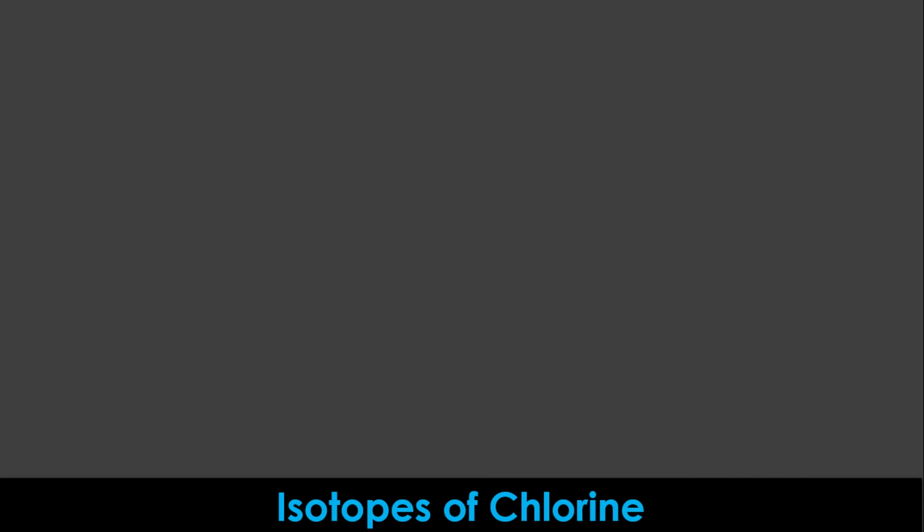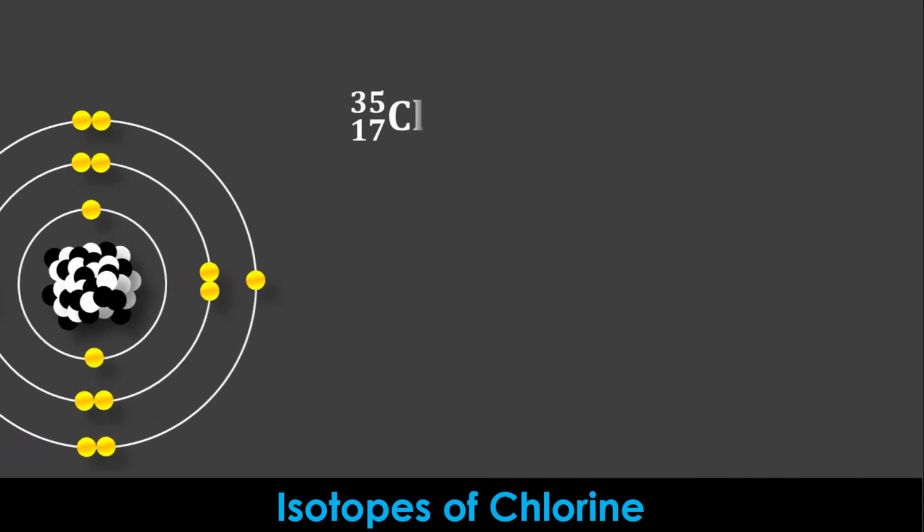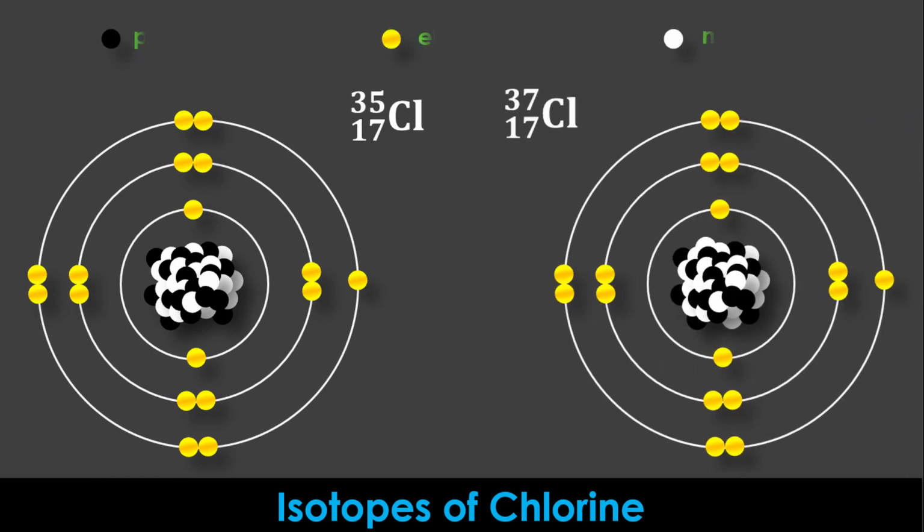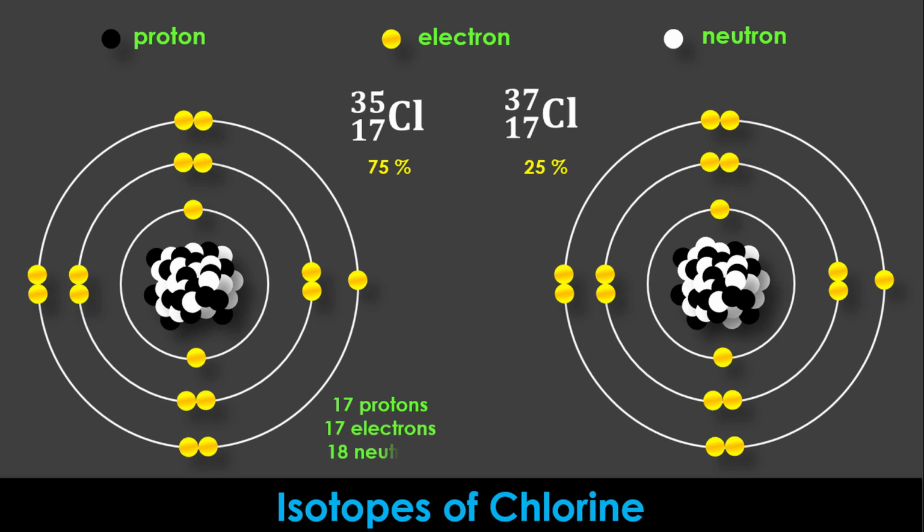Finally, let's look at the isotopes of chlorine. Chlorine has 2 stable isotopes, chlorine 35 and chlorine 37, with the relative abundances of 75% and 25% respectively. This means that in every 100 atoms of a chlorine sample, 75 atoms will be chlorine 35, while 25 atoms will be chlorine 37. Chlorine 35 contains 17 protons, 17 electrons, and 18 neutrons, while chlorine 37 contains 17 protons, 17 electrons, and 20 neutrons.